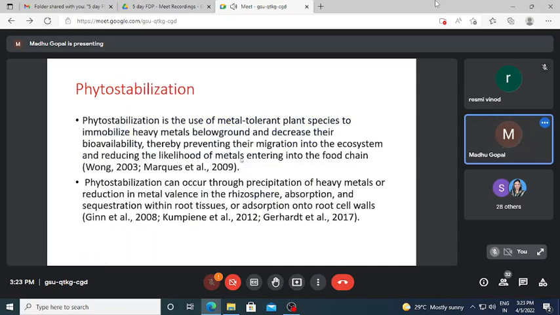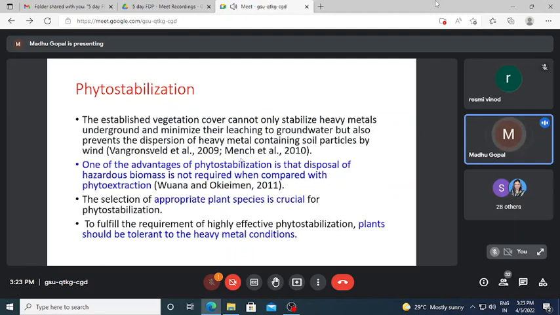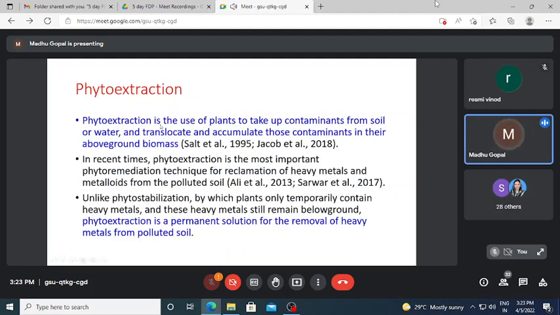Anyway, we will focus more on phytoextraction. Phytoextraction means the use of plants to take up contaminants from soil or water, then translocate and accumulate these contaminants in their above ground biomass. It will not be in the root. They will be accumulated in the above ground biomass. It may be in the stem, it may be in the leaves, etc. Phytoextraction is considered the most important phytoremediation technique for the reclamation of heavy metals and metalloids from polluted soil. Several recent studies have shown the efficiency of this method.